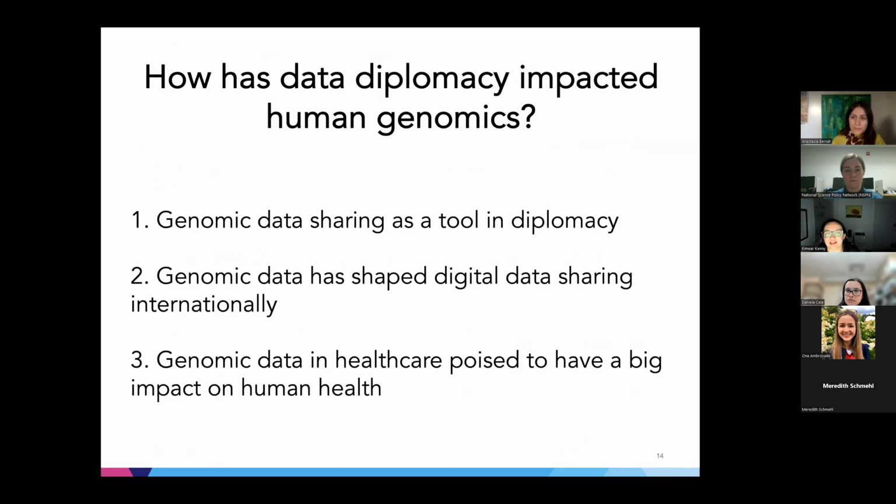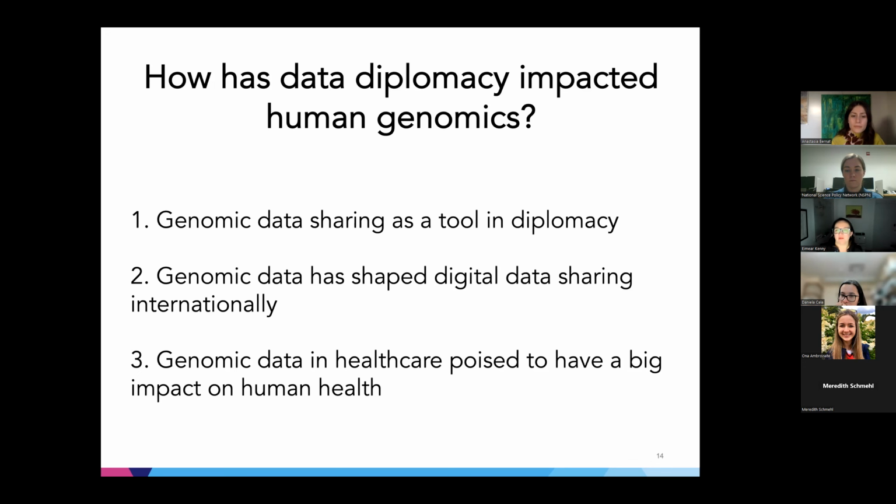And I wanted to think about a few different ways, in the last 20 years, in which I've been in the field for about 25 years, I have seen this happen, and some of the lessons that we have learned along the way. So thinking about genomic data sharing as a tool in diplomacy wasn't initially the way I was thinking about this, but then I thought of some examples. I thought, oh, wait a minute, that's exactly what happened there.